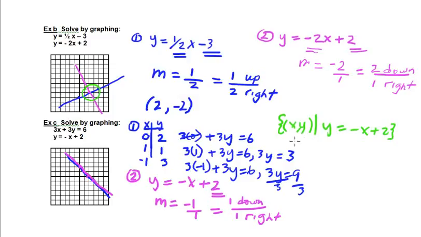And what this means is that any point which is an ordered pair, which satisfies this equation, is going to lie on both of these lines, and therefore this is our final solution to the system.